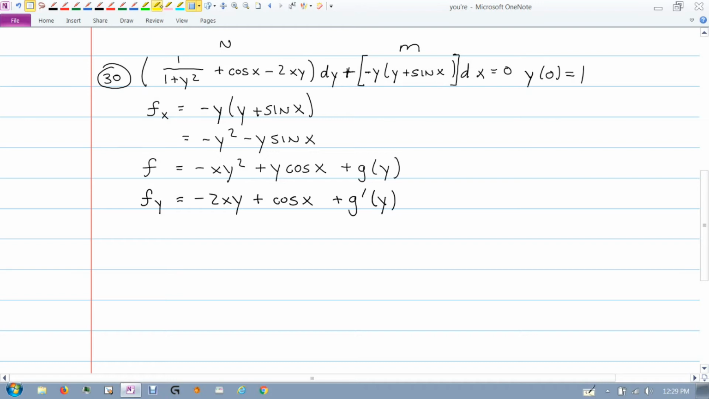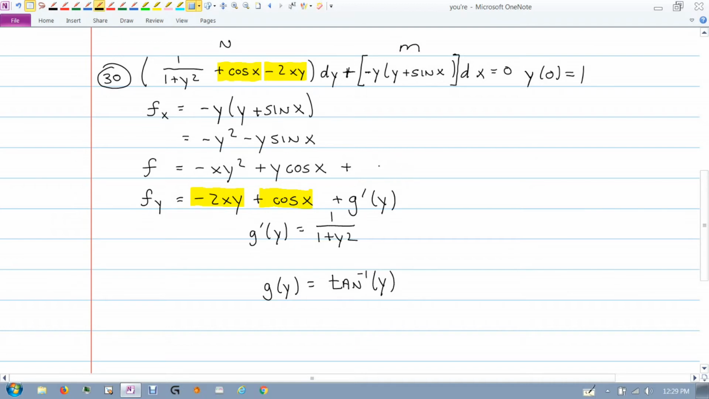Now, let's see what we've got. Cosine x, minus 2xy, minus 2xy. So that means that g prime y is anything that's left over up there, which is 1 over 1 plus y squared. So that means g of y is arctangent of y. And so I can rewrite this, arctangent y, and that must equal some constant.